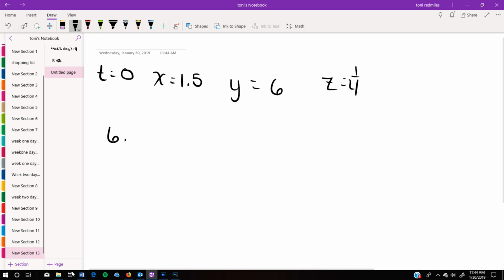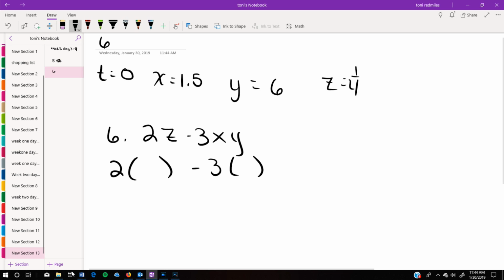So the last question, number 6, is 2z minus 3xy. So I need to evaluate these three things. I need to evaluate the z, which is 1/4. I need to evaluate the x, which is 1.5, and the y, which is 6. So all I have is, I have to do my multiplication first. All right, if I do this, it's going to be 2/4, which reduces down to 1/2.